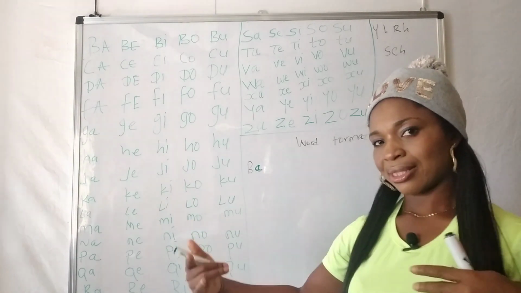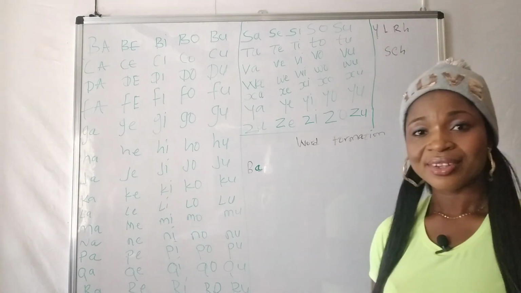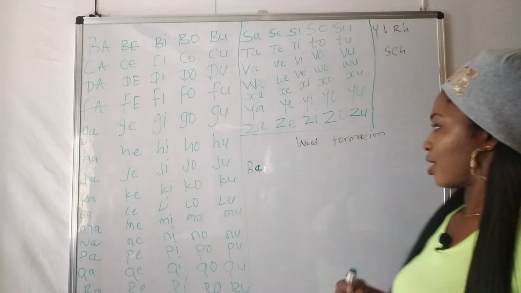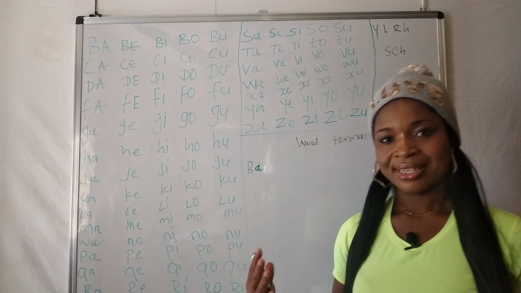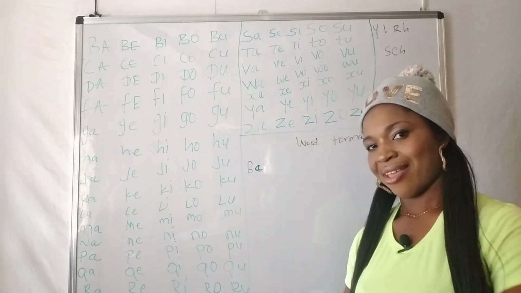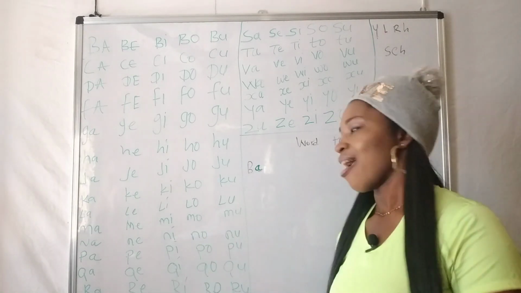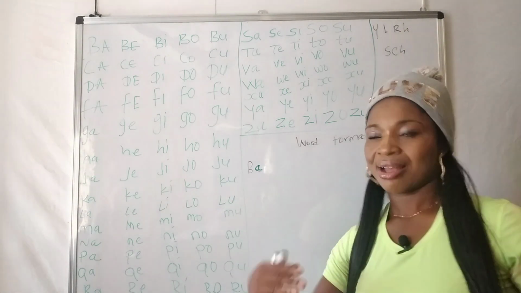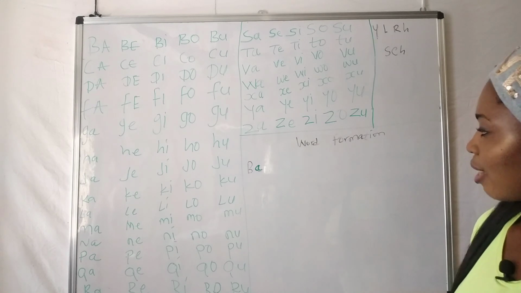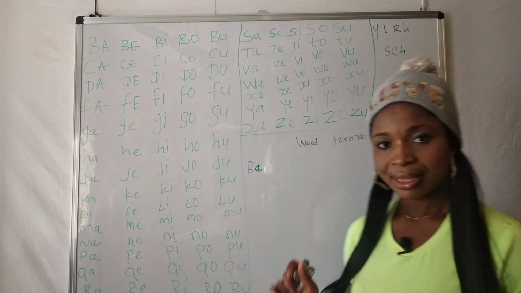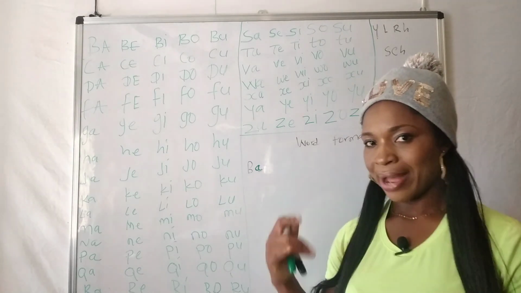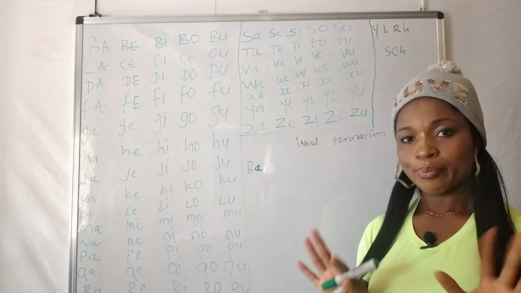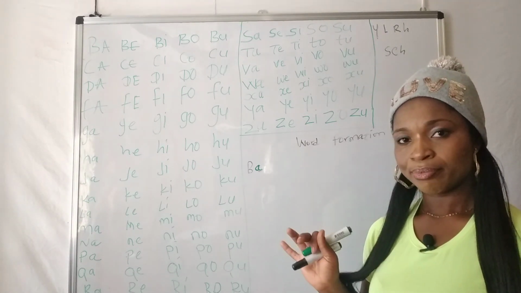If I add T to this, it is what? Bat. And if I add R, it is "bar", like "ba" in "bar". If I add Y, it is "bay". If I add G, it is "bag", the G sound, bag. If I'm adding D, it is "bad". If I'm adding M, it is "bam", the "me" sound, bam.